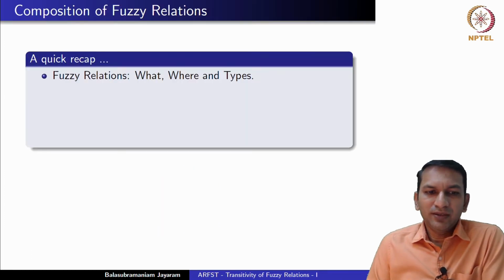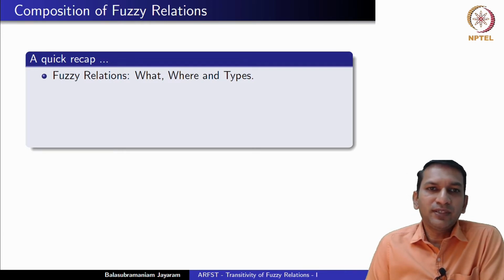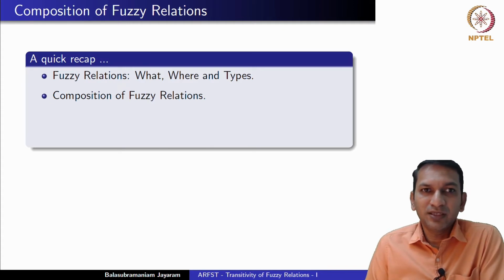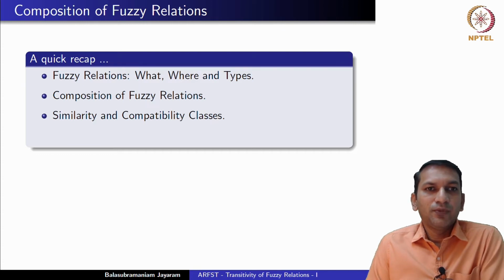So far this week, we have seen what fuzzy relations are, where they can arise, and a few different types of fuzzy relations. We have also seen how to compose fuzzy relations. We have seen there are many possibilities and interpretations. We've also seen that from the similarity and compatibility relations, we can extract similarity and compatibility classes, and we have seen their utility or usefulness in the last lecture.